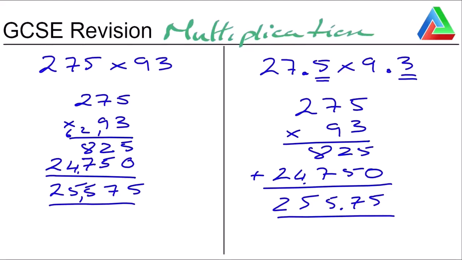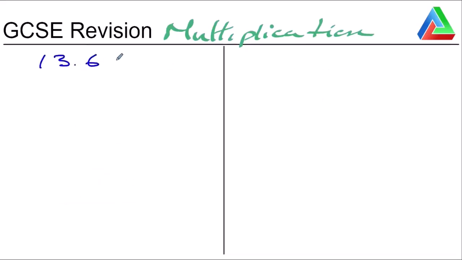Let's do a couple of examples, and then the best thing for you to do is to go to effectiveeducation.online to the multiplication section and practice. All right, 13.6 times 43. Ignore the decimal point and we do 136 times 43 and line up the units.